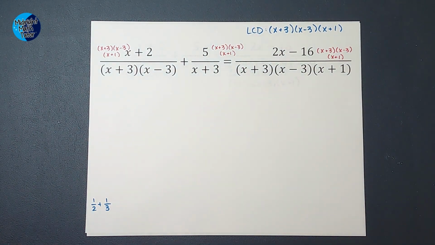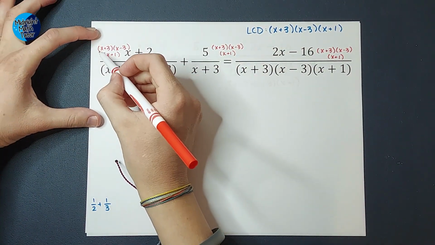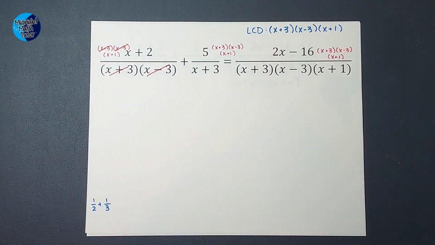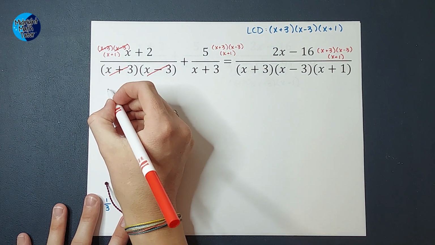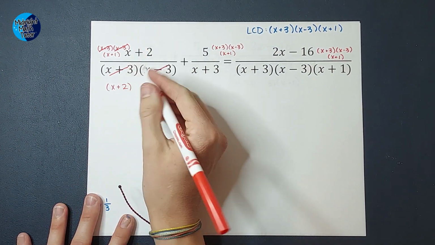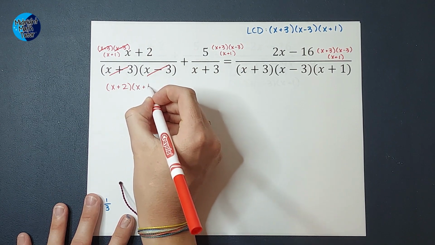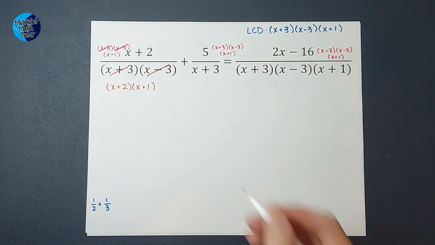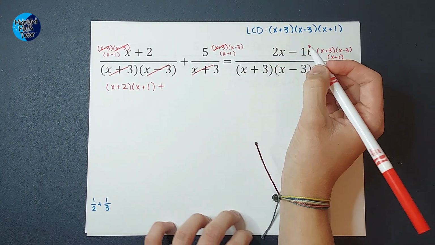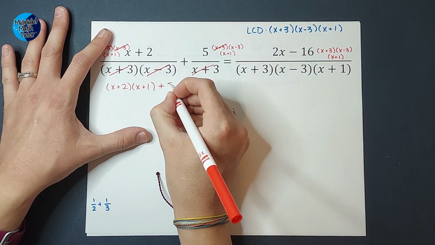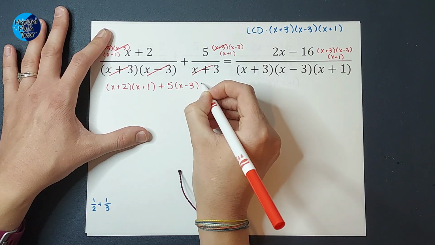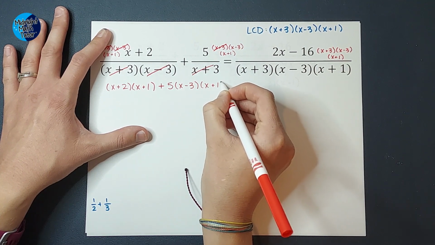Whew! Okay, now watch what happens. This is the fun part. X plus 3 and x plus 3 cancel. X minus 3 and x minus 3 cancel. So for that guy, I'm just left with x plus 2 times x plus 1. That's not too bad, right? Plus, this guy and this guy cancel, so I am left with 5 times x minus 3 times x plus 1.